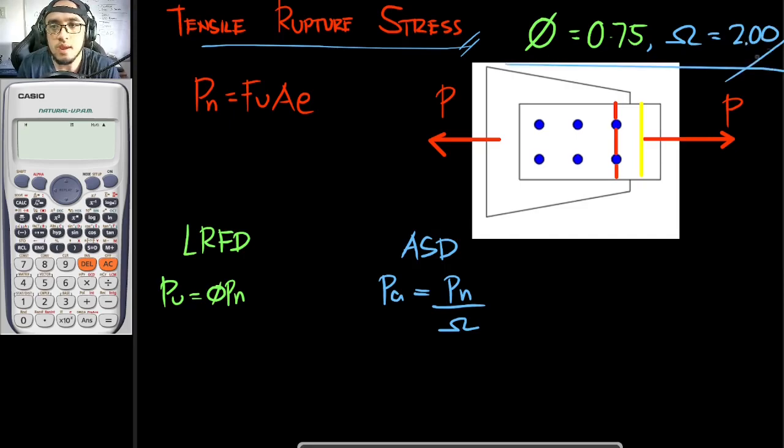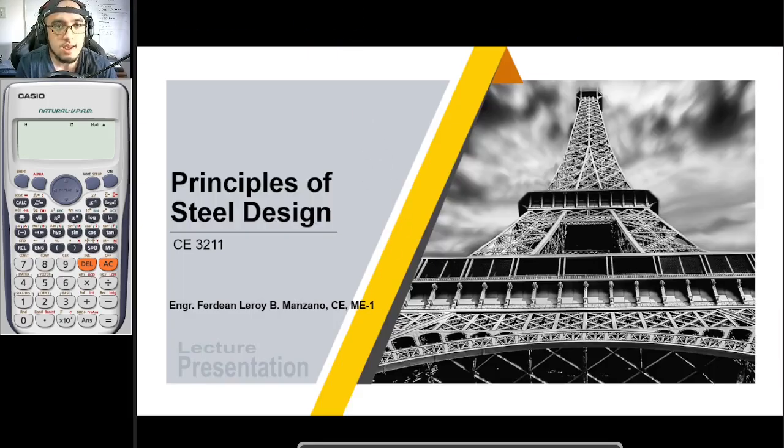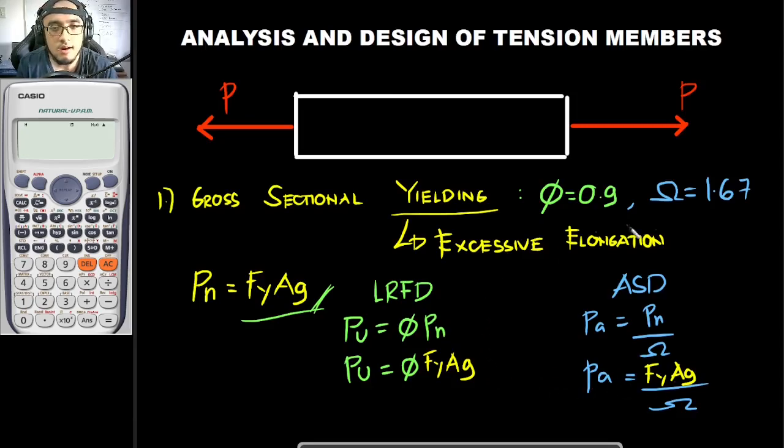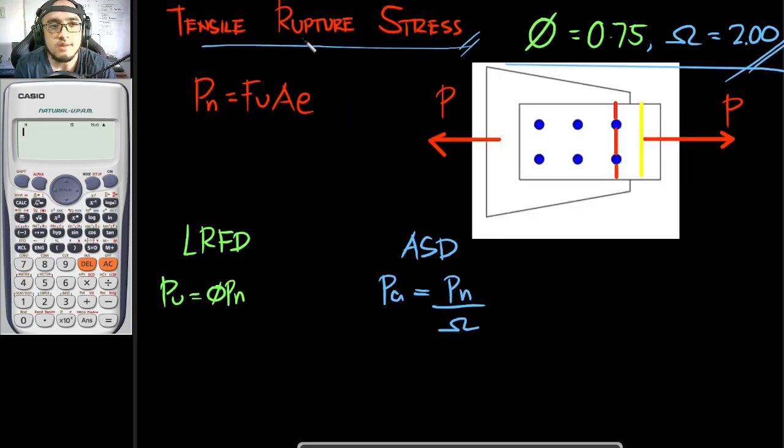So these would be the reduction factor and the safety factors that you would be using in these equations. If you can see in this slide, our phi and our omega in cross-sectional yielding are 0.9 and 1.67 respectively. And in tensile rupture stress, they are 0.75 and 2.00 respectively.